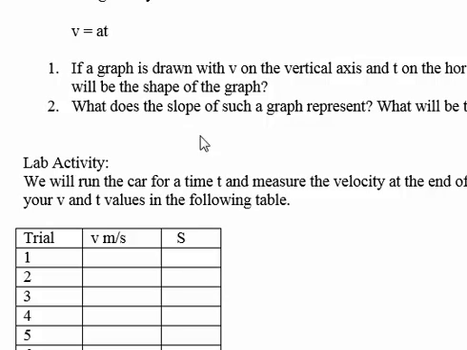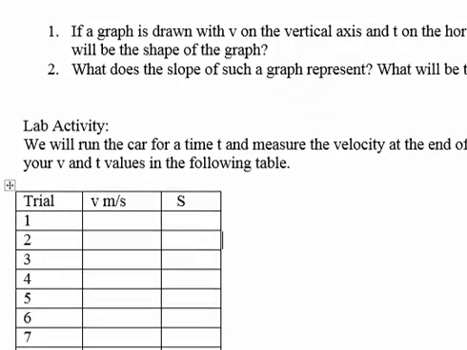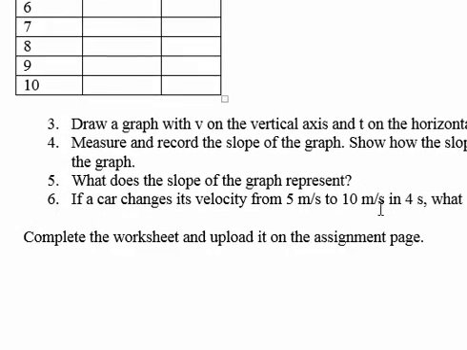And what will you do? You draw a graph of v on the vertical axis and time t on the horizontal axis and measure its slope and show on the graph how the slope is measured. And also, what does the slope represent? As I said in the last class, if you do not include the unit for the slope, the physical meaning of the slope is lost.